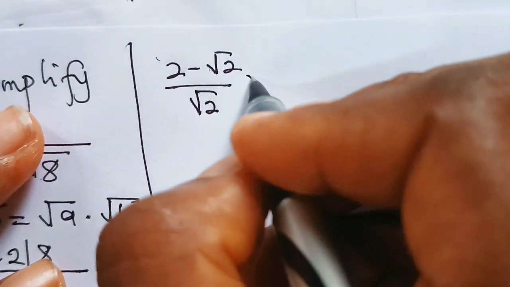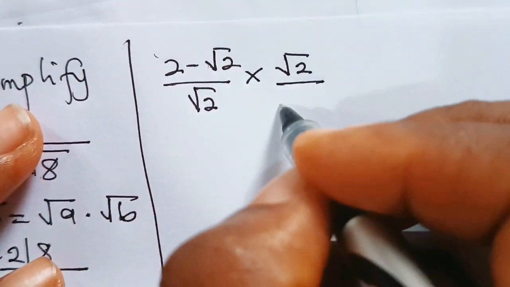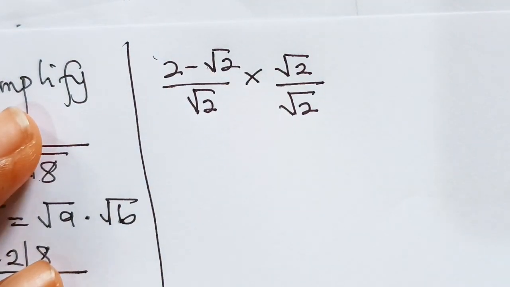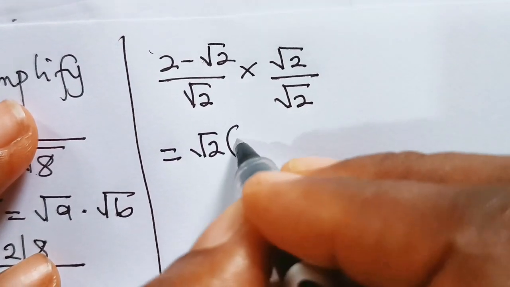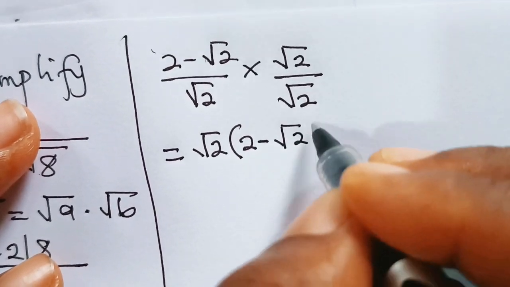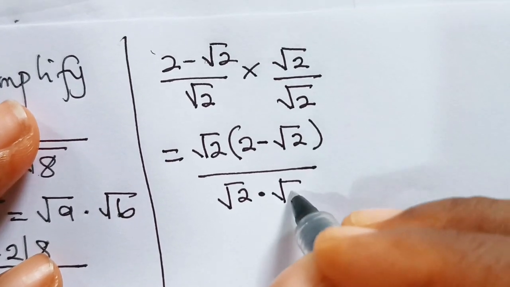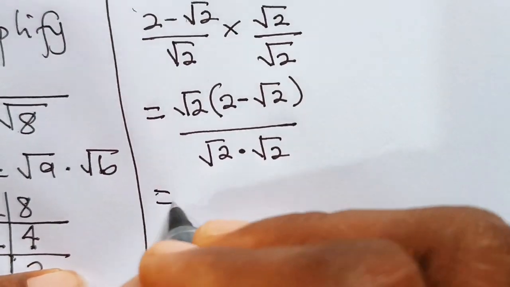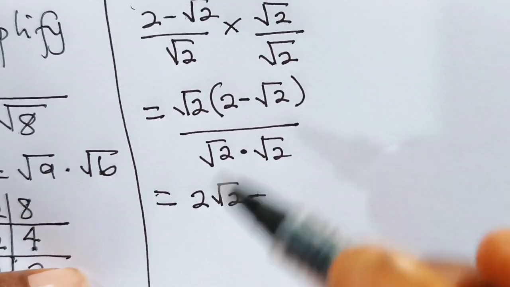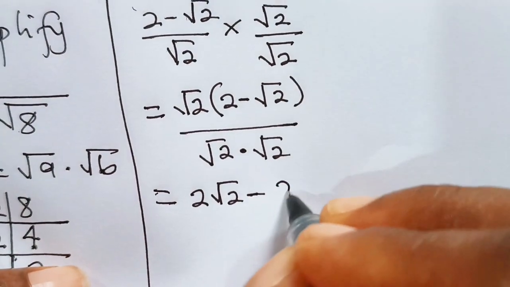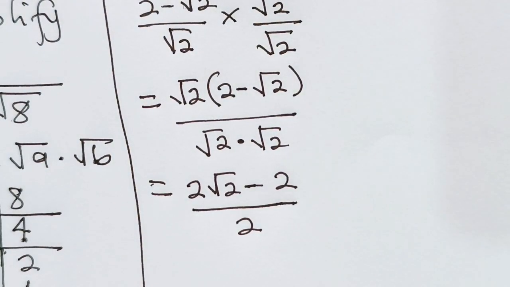So to rationalize, we multiply by root 2, which is the denominator, and divide by root 2 as well. So this is equal to root 2 multiplied by (2 − root 2) divided by root 2 multiplied by root 2. Root 2 times 2 will give us 2 root 2, minus root 2 times root 2 will give us 2, divided by root 2 times root 2, which is 2.